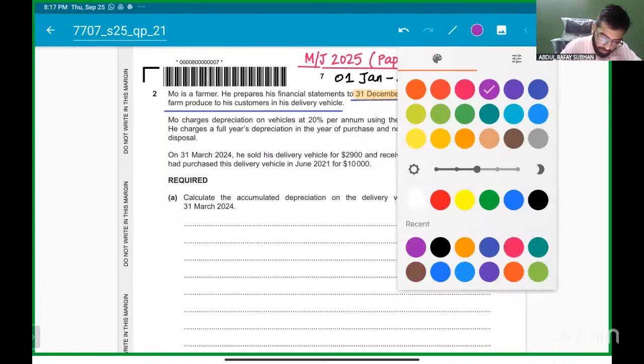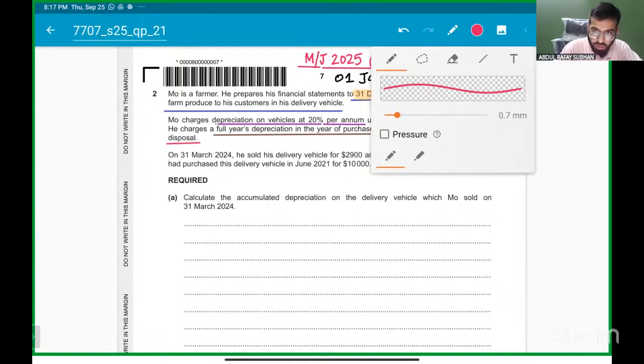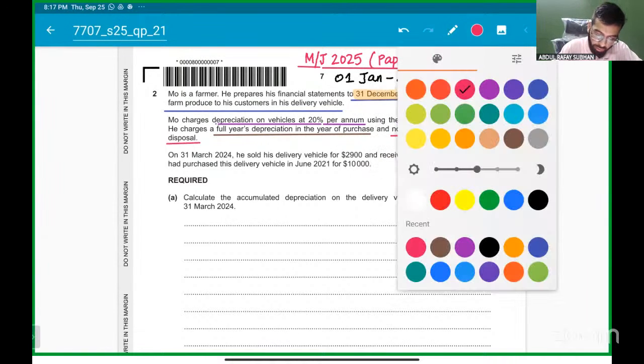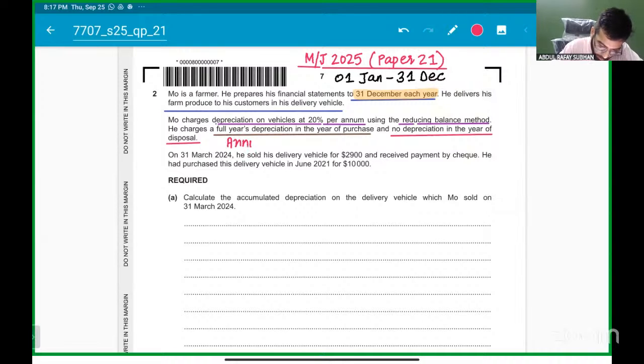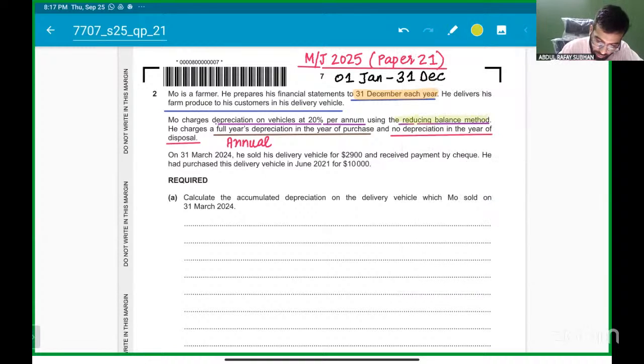Then the next important thing is that depreciation is being charged on vehicles at 20% per annum using the reducing balance method, and he charges a full year depreciation in the year of purchase and no depreciation in the year of disposal. So as we read the information, students should be clear, it's an annual policy and the method is reducing balance method, and the percentage is 20% per annum.